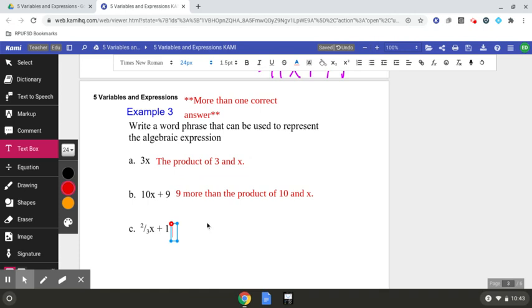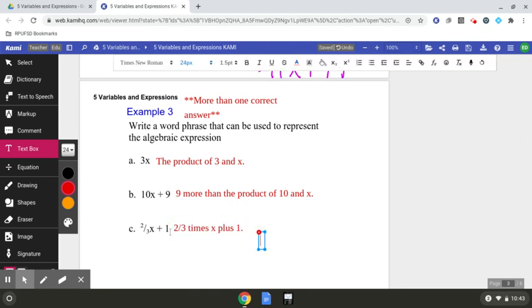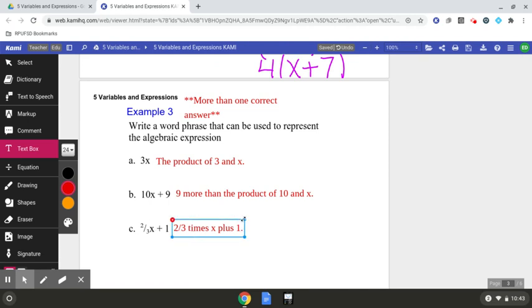Here, I'm going to make this one nice and basic here. If I do 2/3 times x plus 1. So again, I use something pretty simple here. I kind of wrote out what I said, 2/3 x plus 1, right? But it still works. It's acceptable. It makes sense. It represents what this is saying. Again, there is more than one correct answer here, so just message me if you're not sure if yours is going to work, and I'll let you know.